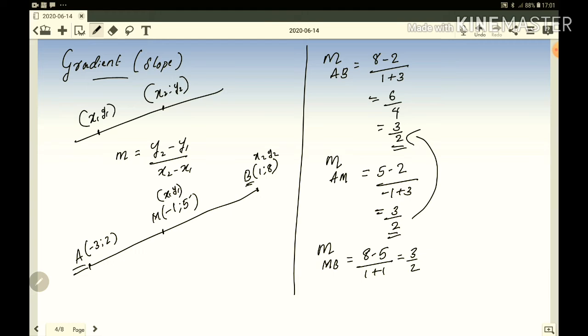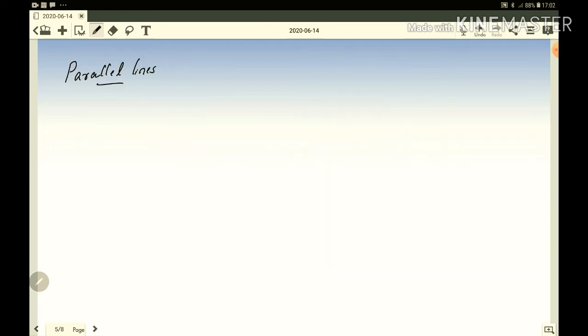No matter which 2 points, as long as those 2 points are on that line, you will get the answer. So we can see that the gradient of line AB is the same as the gradient of line AM, which is the same as the gradient of line MB. They all are the same. Then we can say that the points A, B and M are collinear, which means they lie on a straight line. Clear? Now the next one is parallel lines.